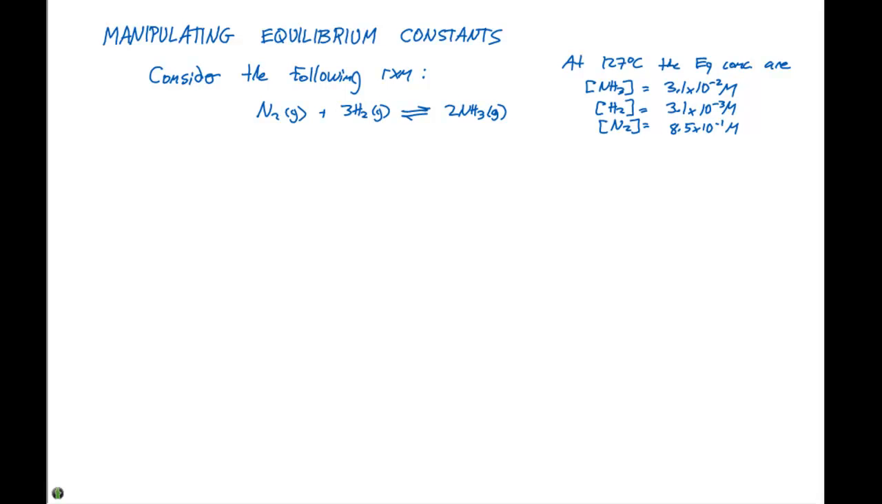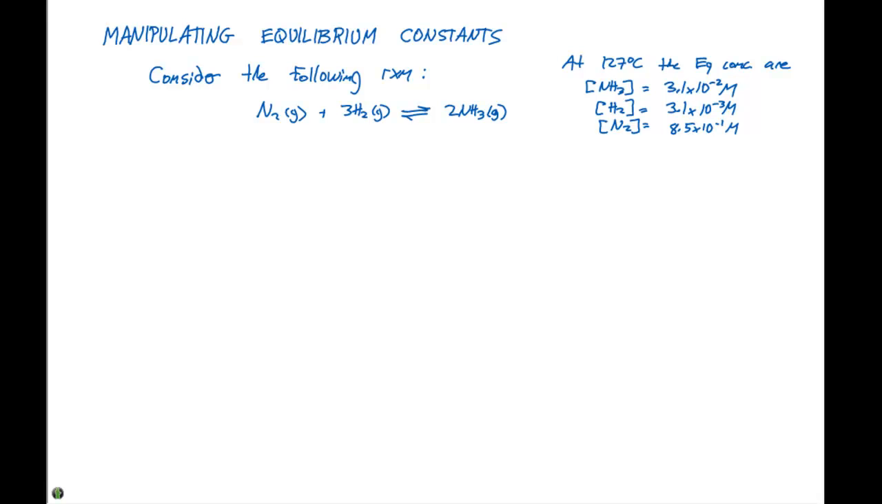In this video, we're going to talk about manipulating equilibrium constants and how we can change them from a forward to a reverse reaction and look at all that. So let's consider the following reaction. We have nitrogen gas plus 3 hydrogen gas in equilibrium with 2 NH3 gas.